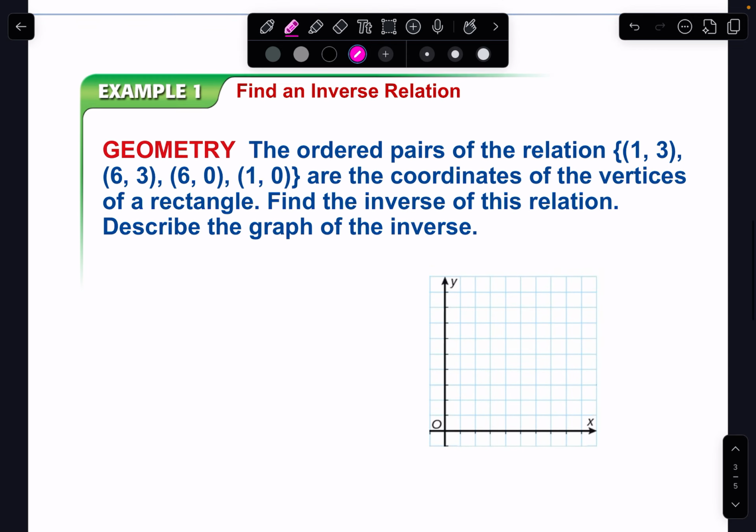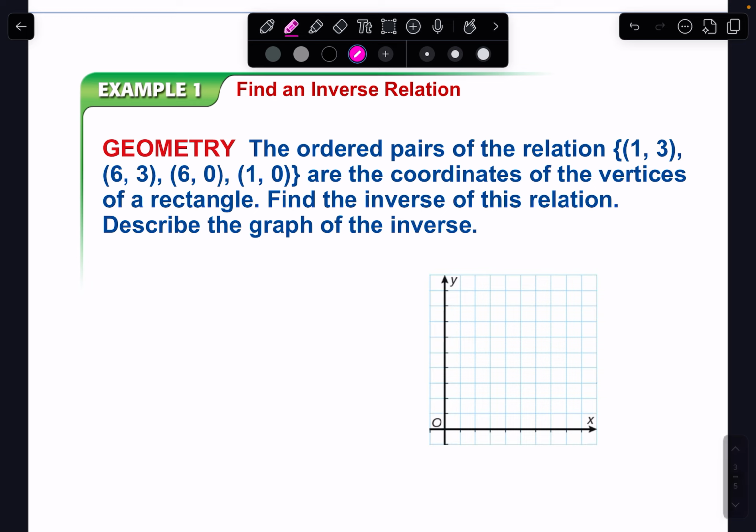So for example 1, it tells you the ordered pairs of relations 1, 3, 6, 3, 6, 0, and 1, 0 are the coordinates of the vertices of a rectangle. So I'm going to stop there. The first thing that I'm going to do is graph those points, just so I can see the original shape on my graph. So whenever I graph this, I would have a point at 1, 3, 6, 3, 6, 0, and then 1, 0. So this is my original shape and my original points.